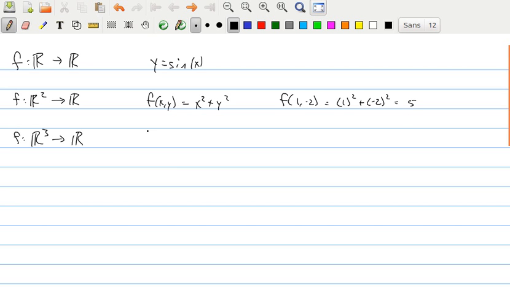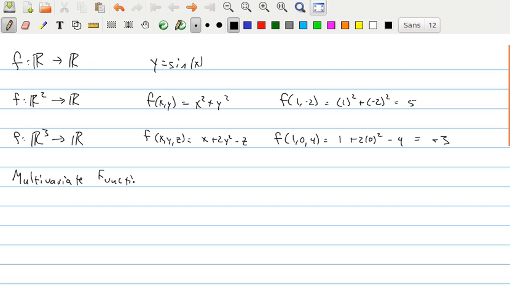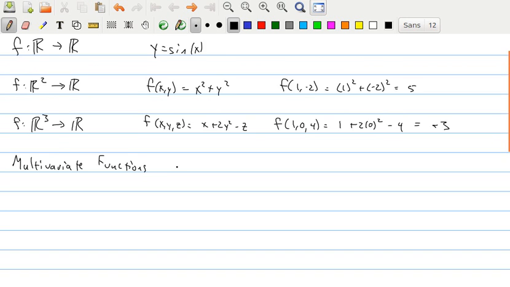We also investigate functions of three variables. So for example, f of x, y, z is x plus 2y squared minus z. And if we were to evaluate this, say at the point 1, 0, 4, we would plug 1 in for all the x's, 0 for all the y's, and 4 for the z's. We evaluate this and get negative 3. So these are functions of two variables and functions of three variables respectively, sometimes called multivariate functions, indicating the multivariate part involves what goes in, the input of the function.